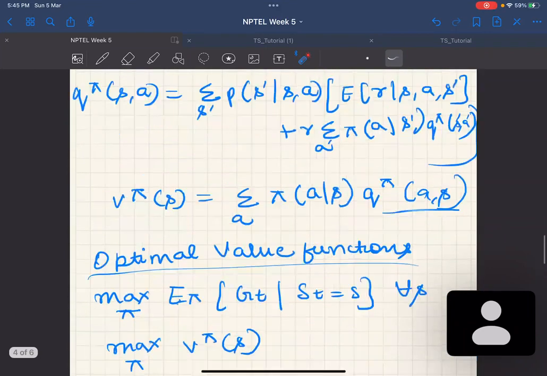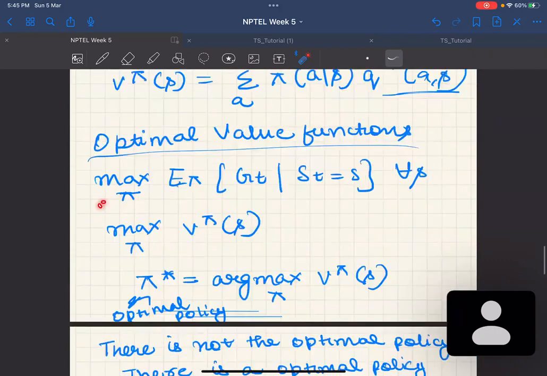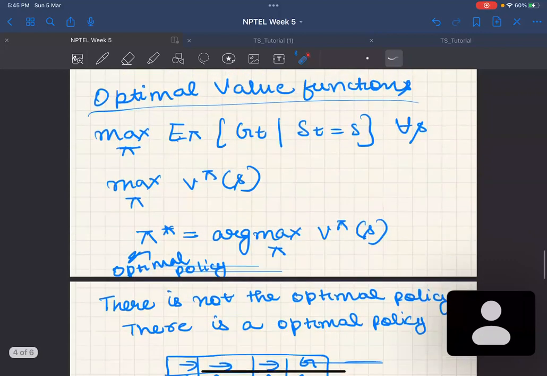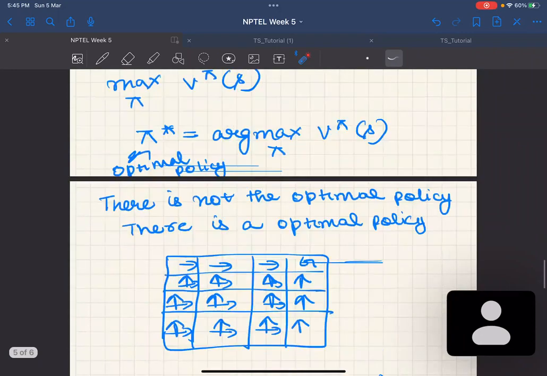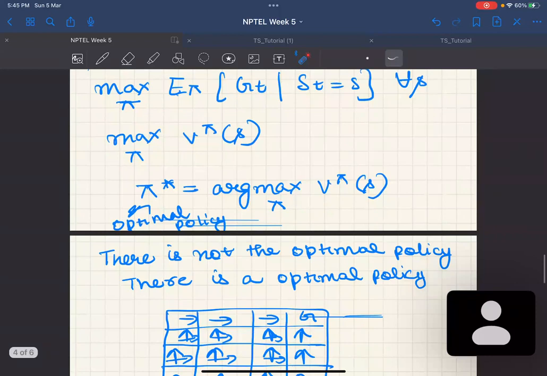Now it was V pi and Q pi. Now I'm talking about the optimal value functions. Optimal value functions means the maximum expected return by following the policy. Then I told you that there is not the optimal policy, there is an optimal policy. What does it mean? We don't have a unique optimal policy.